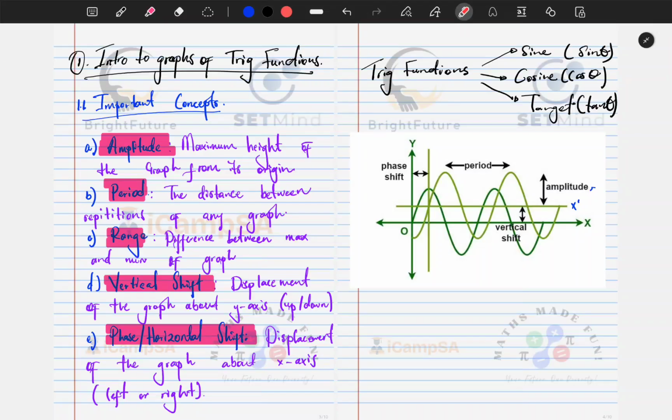And then your range. A range is a set of values. It's the difference between the maximum and the minimum value of the graph. A graph will always have a maximum and a minimum value.